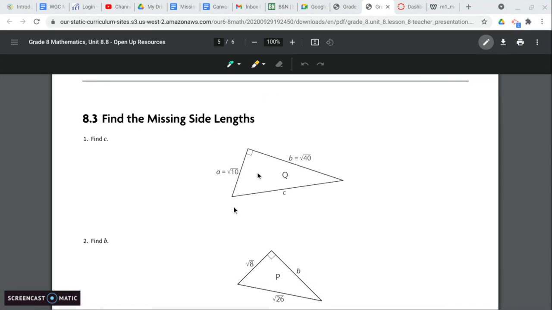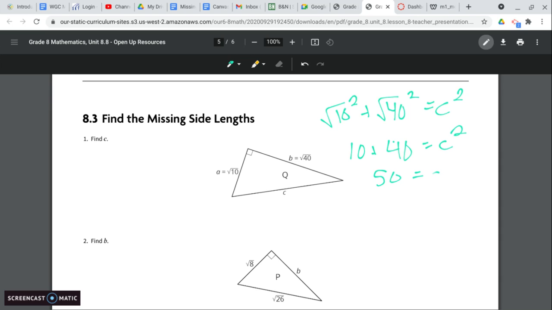So here we have a right triangle. We want to find the missing side C. So we have the square root of 10 squared plus the square root of 40 squared equals C squared. Remember, since we have right triangles, we can use the Pythagorean theorem. So the square root of 10 squared is just 10. The square root of 40 squared is just 40. Equals our C squared. 10 plus 40 is 50. To find just C, we take the square root, so C is the square root of 50.